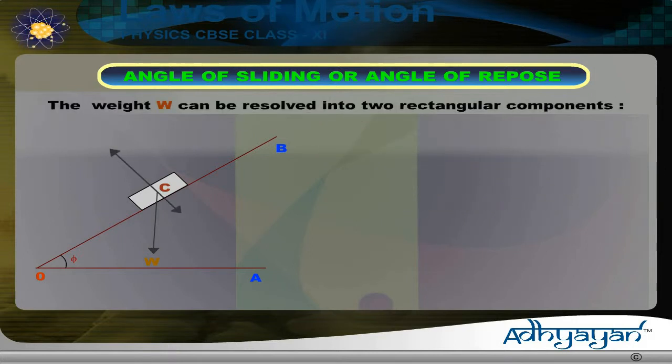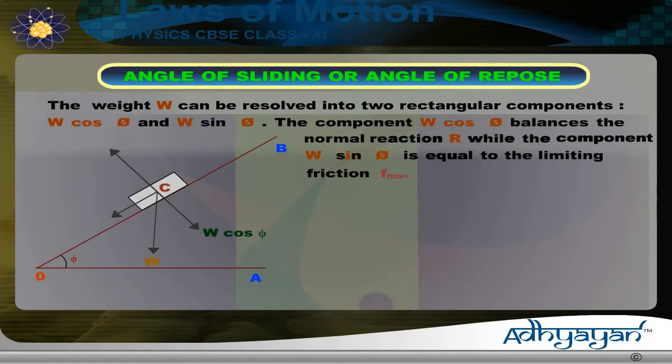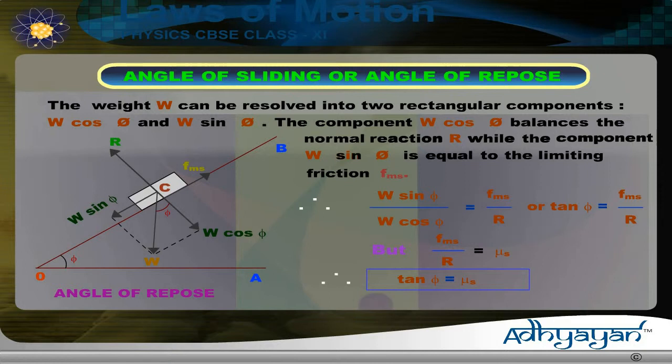The weight W can be resolved into two rectangular components, W cos phi and W sin phi. The component W cos phi balances the normal reaction R, while the component W sin phi is equal to the limiting friction Fms. Therefore, W sin phi upon W cos phi is equal to Fms upon R, or tan phi is equal to Fms upon R. But Fms upon R is equal to mu s. Therefore, tan phi is equal to mu s.